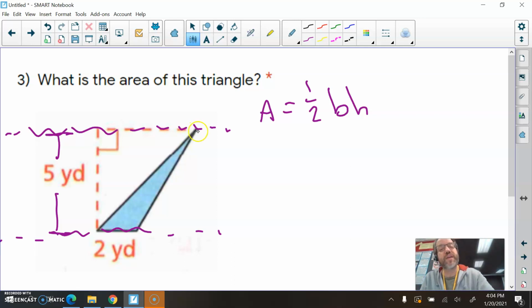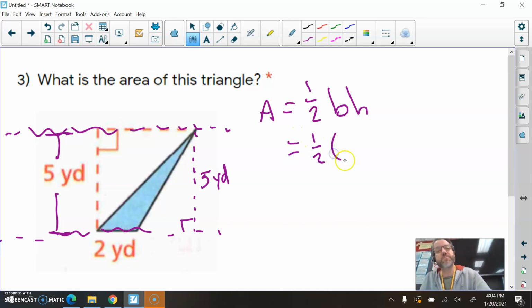I could have drawn that 5-yard measurement in over here as well on this other side of the triangle to find the height of the triangle being 5 yards. Nonetheless, 5 yards is your height, 2 yards is your base. So to find the area of this triangle, we take 1/2 times the base, which is 2, times the height, which is 5.